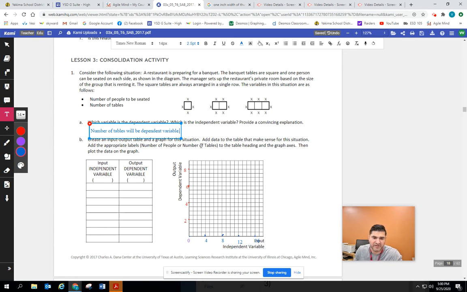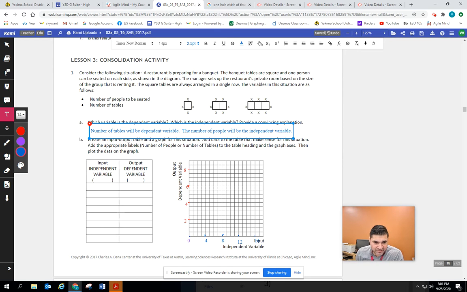The number of tables will be the dependent variable, and the number of people will be the independent. The number of people is independent. The number of tables is dependent on how many people will be there.